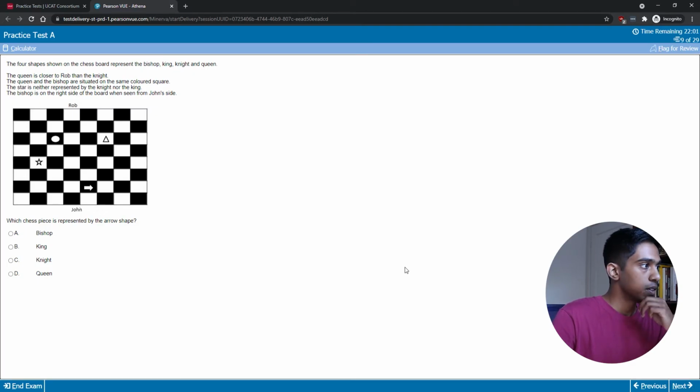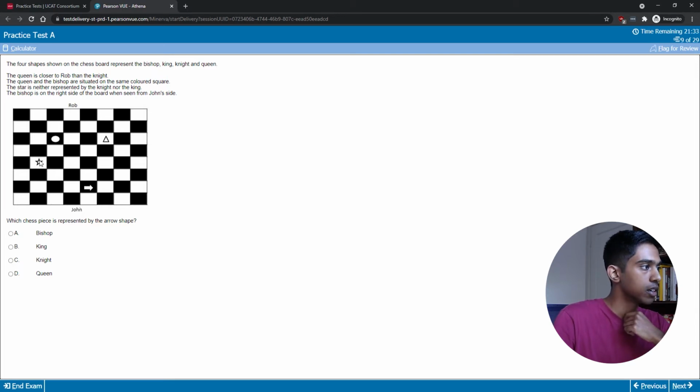Okay, 22 minutes. The four shapes shown on the chessboard represent the bishop, knight, king, and queen. The queen is closer to Rob than the knight. The queen and the bishop are situated on the same colored square. Okay, so the queen and the bishop can be here or here. The star is neither represented by the knight nor the king.